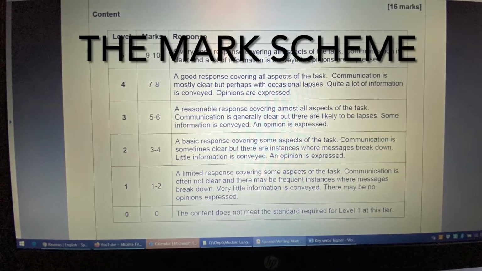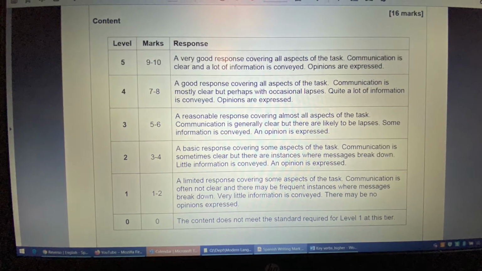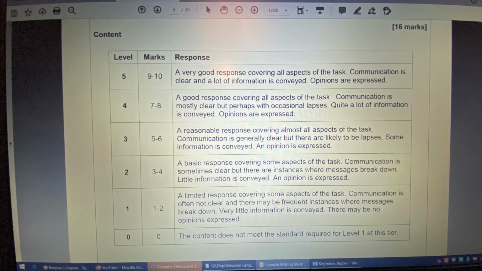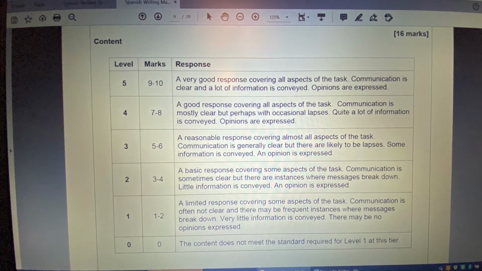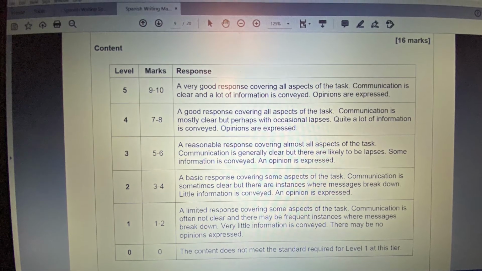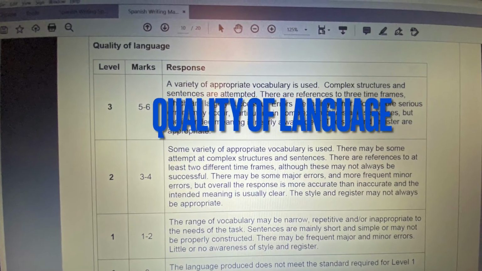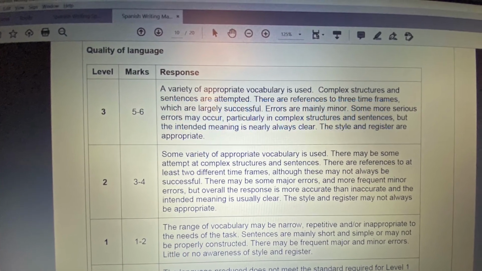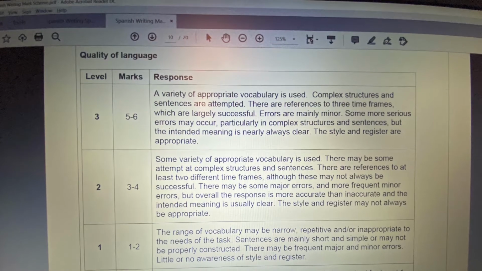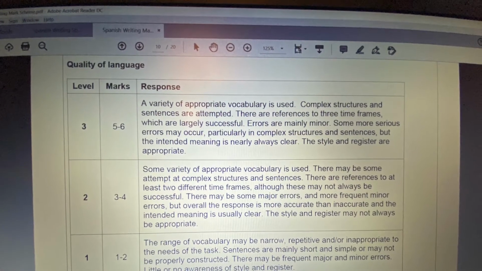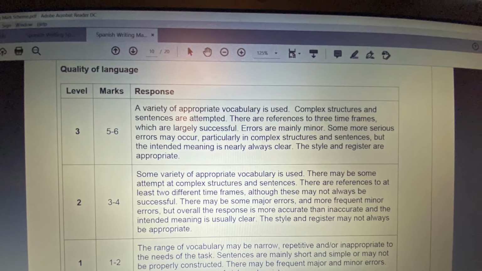The 90-word task is marked out of 16. There is a mark out of 10 for content, and this is about how much you cover the bullet points and how clear your communication is. The quality of language mark is out of 6, and this is to do with the complexity of your language, the range of vocabulary, and most importantly, those 3 time frames.